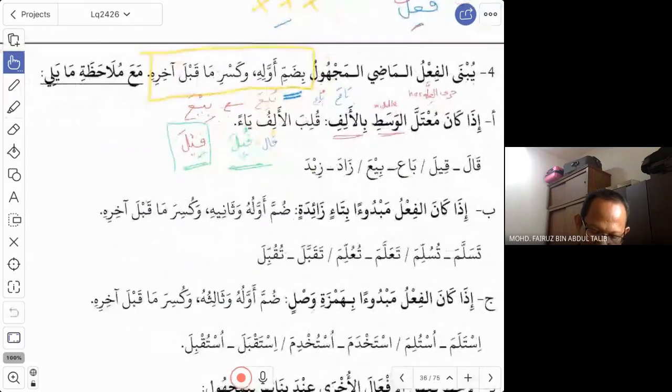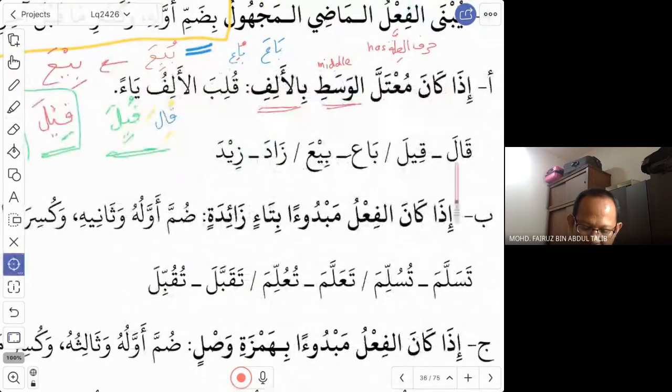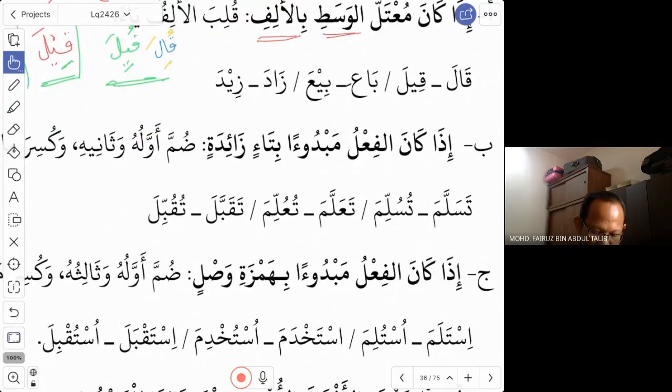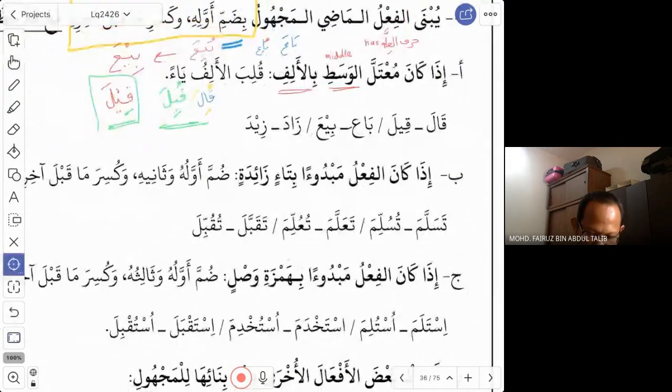So these are some other examples here. They have given you some examples. Qala, qila: say, said. Ba'a, bi'a: sell, sold, was sold. Zada, zida: zada, to add; zida, was added. So it was added, you say zida. Okay, so this is number 1 for Mu'tal. Number 2. So now these are for the 3, 4, 5, 6 letter fi'il.